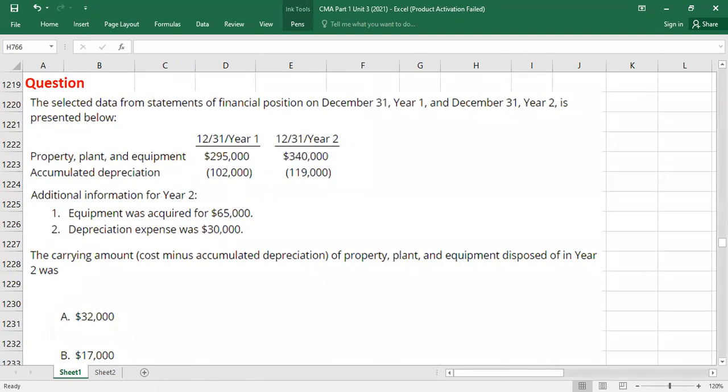Question number 2. It has nothing to do with depreciation. This we studied in the cash flow statement, right? In the statement of cash flows, I told you about ledger accounts for property, plant, and equipment. Actually, it is from there. But I want you to go through it first.